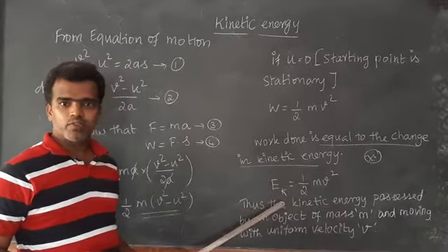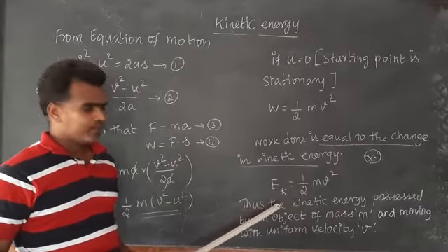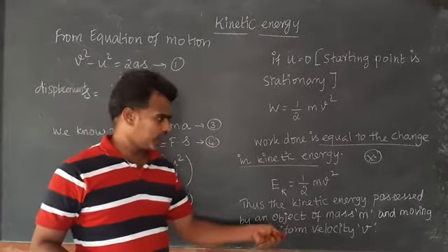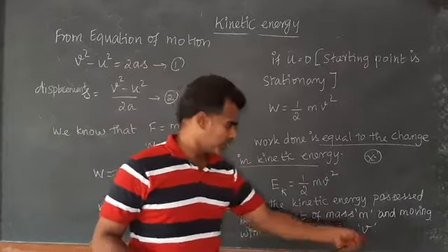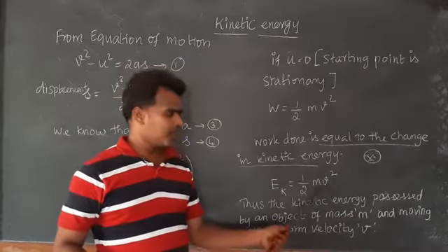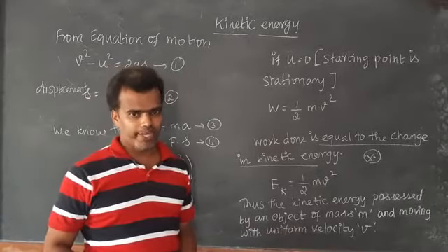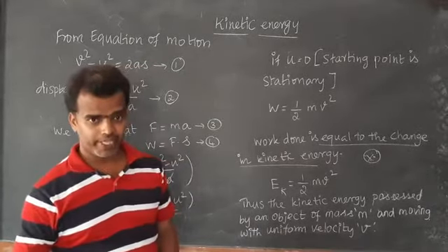From that equation we can write the kinetic energy possessed by an object of mass m, moving with uniform velocity v. Therefore, the kinetic energy expression is half m v square. I hope you understand well.